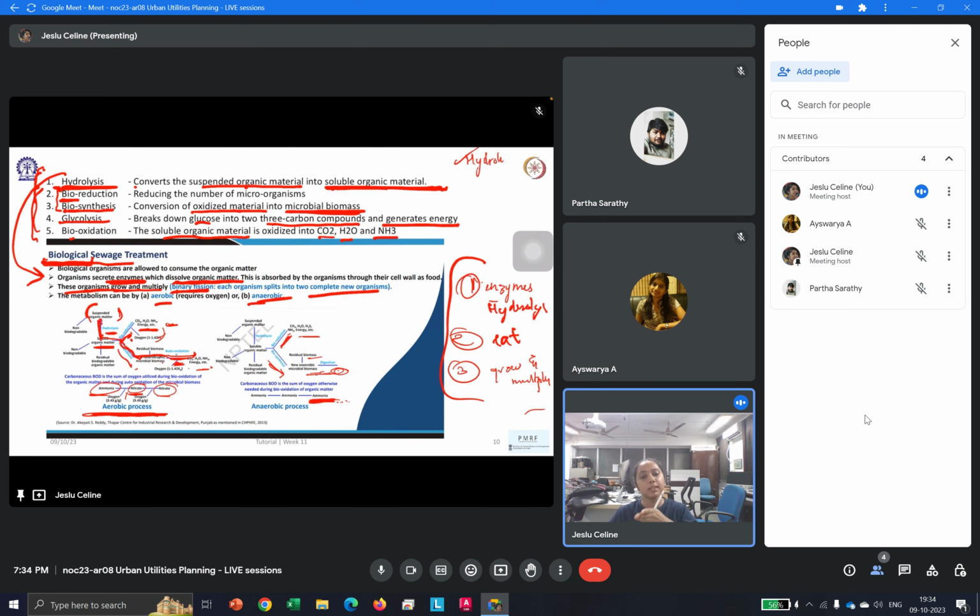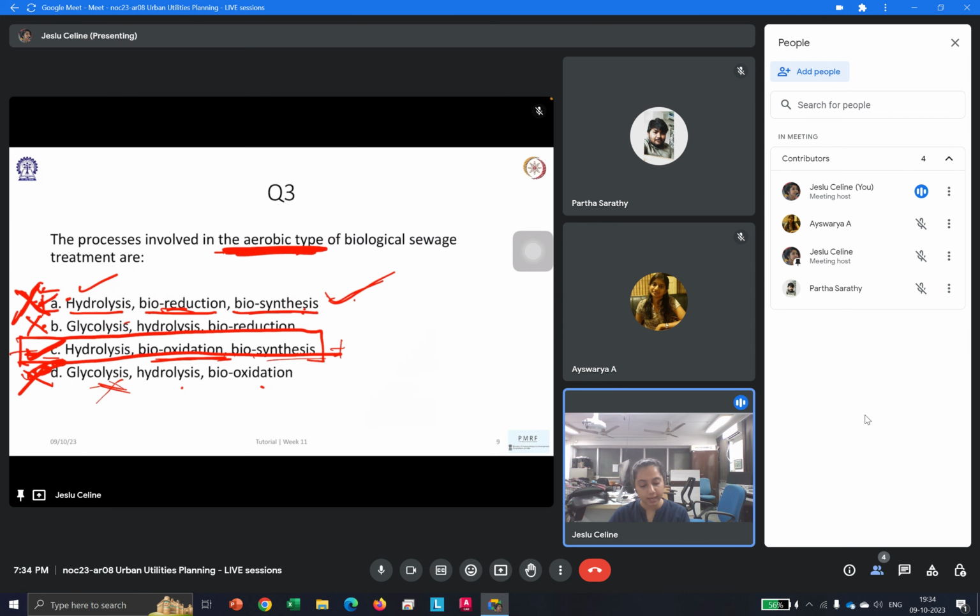Bioreduction is also there, but that's for the byproducts which generate energy. It's in a parallel path. So if the option had bioreduction also along with it, it would still be the correct answer. Just because bioreduction is not there, we are not eliminating that answer, because these are the three major processes. So as I said, this is a bit of a tricky question, and we can easily go wrong.